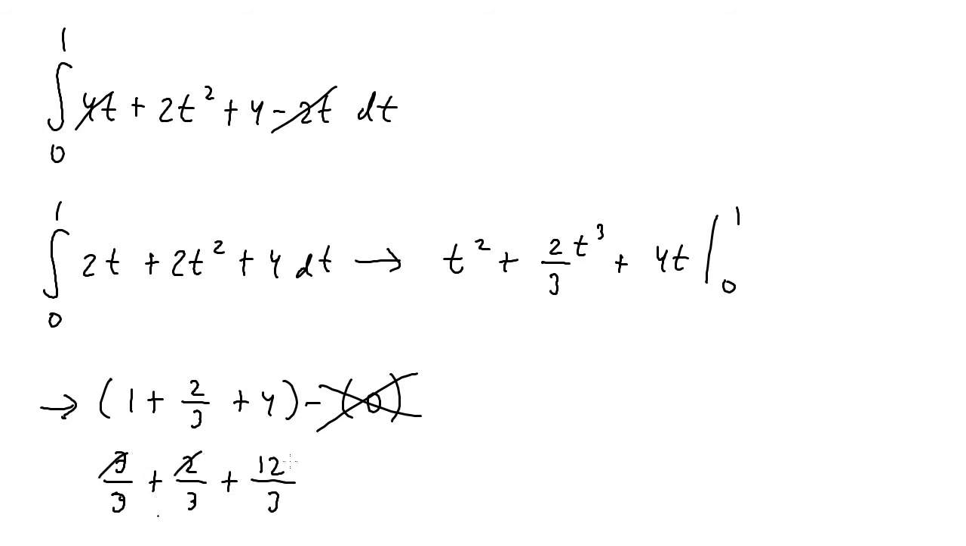So we have 3 plus 2 is 5, 5 plus 12 is 17, so we're going to get 17 over 3 as the final answer.